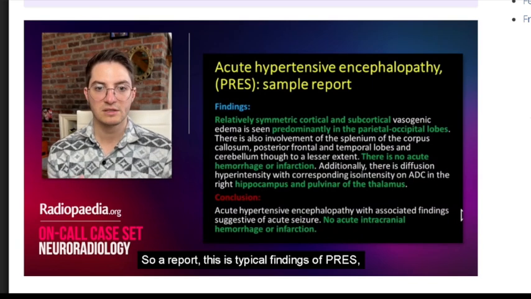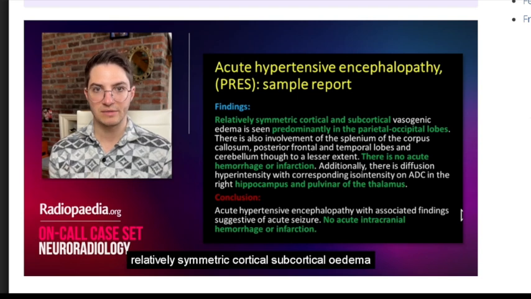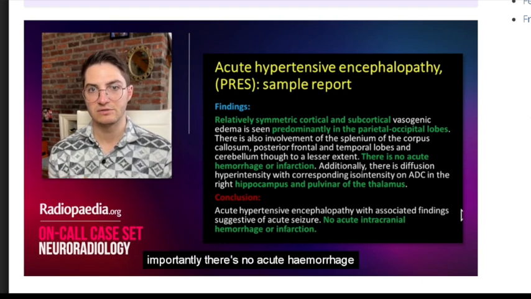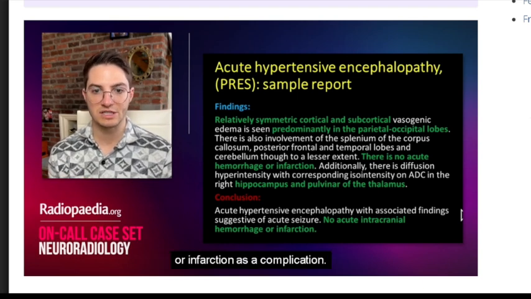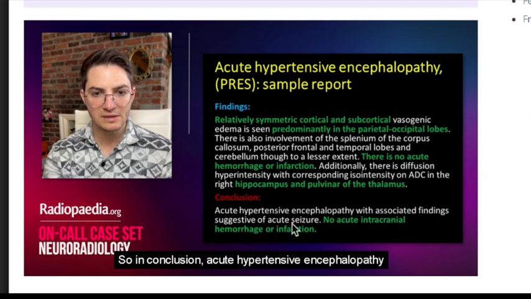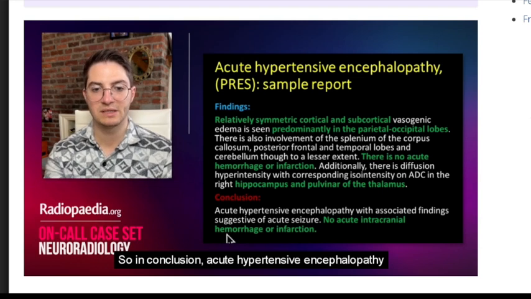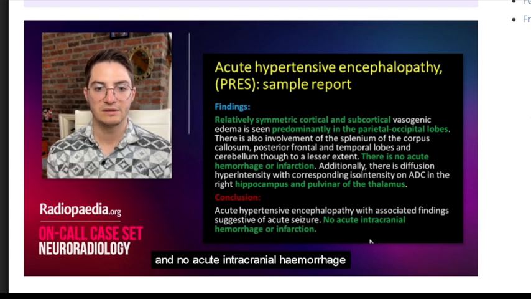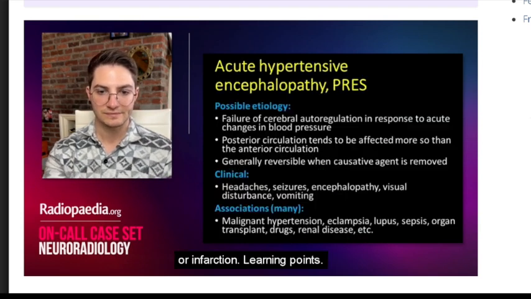So our report: this is typical findings of PRES, relatively symmetric cortical subcortical edema with a parietal occipital predominance, and importantly, there's no acute hemorrhage or infarction as a complication, but we do see findings suggestive of seizure in the hippocampus and pulvinar of the thalamus. So in conclusion, acute hypertensive encephalopathy with associated findings of acute seizure and no acute intracranial hemorrhage or infarction.